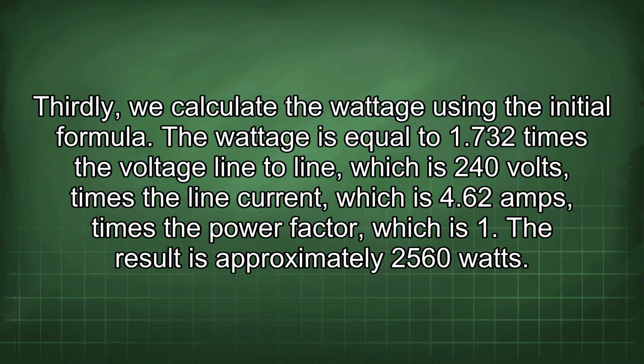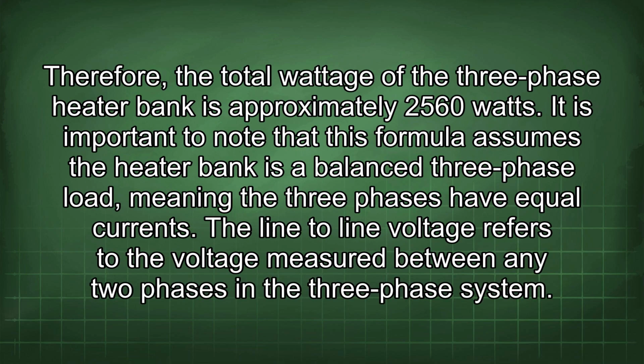The wattage is equal to 1.732 times the voltage line to line, which is 240 volts, times the line current, which is 4.62 amps, times the power factor, which is 1. The result is approximately 2560 watts. Therefore, the total wattage of the three-phase heater bank is approximately 2560 watts.